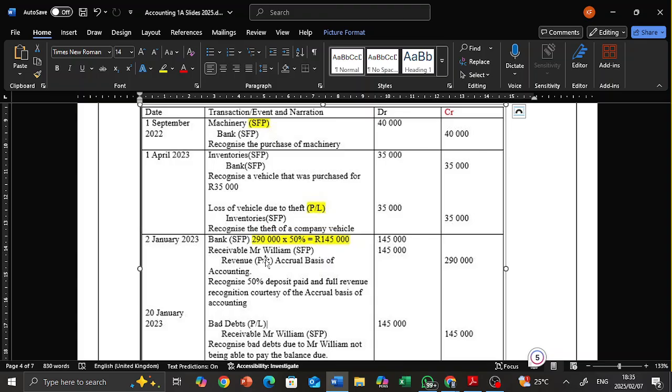We sold Mr. Williams a car, so he gave us 145,000 cash. The other 145,000 he owes us, right? That is money entitled to us. It is an asset. That's why it is also debited.